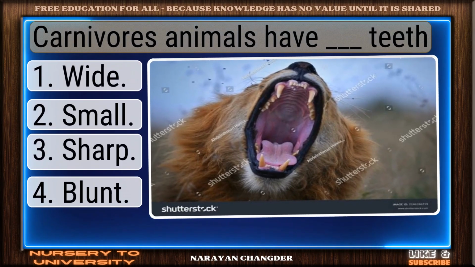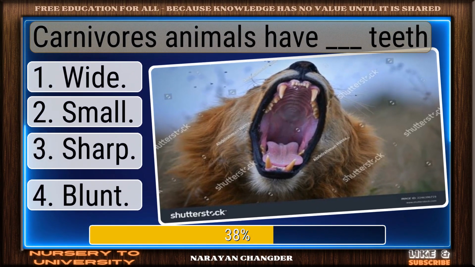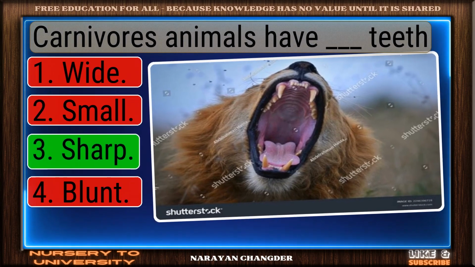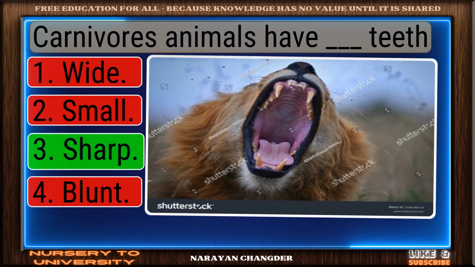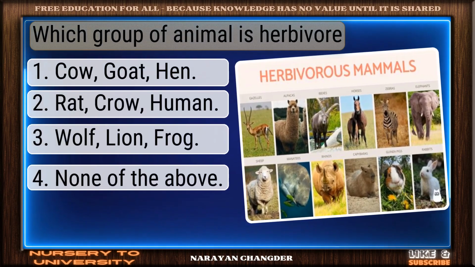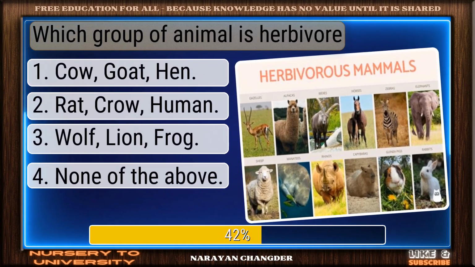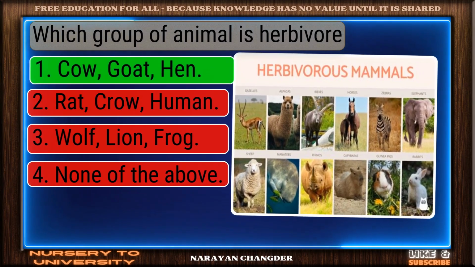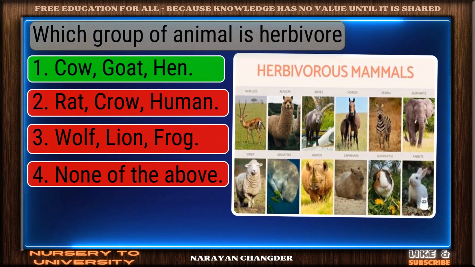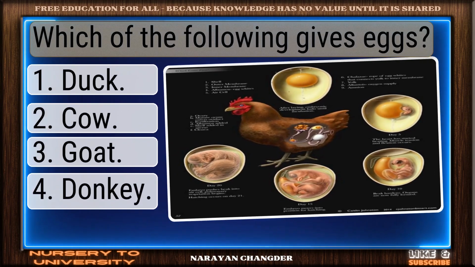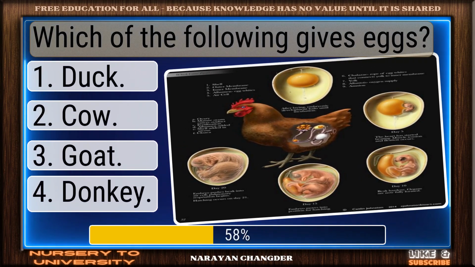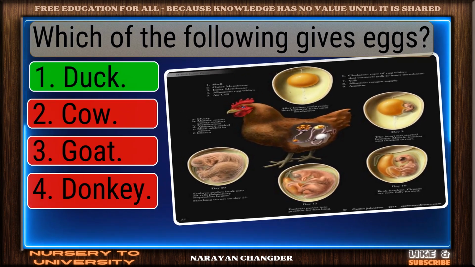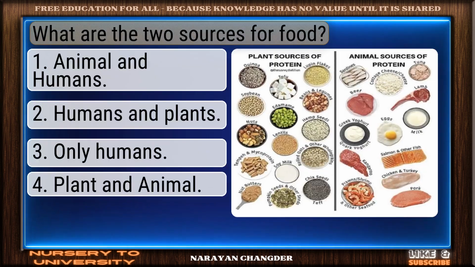Carnivores animals have dash teeth. Right again. Sharp is a valid answer. Which group of animal is herbivore? On track. Cow, goat, hen is the correct answer. Which of the following gives eggs? Right choice. Duck is the best answer.